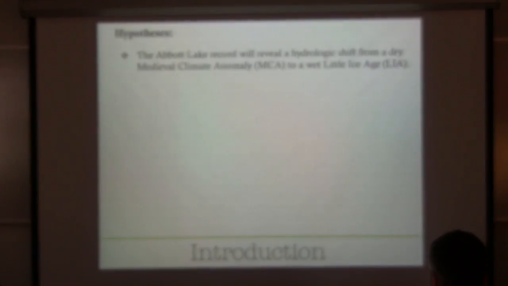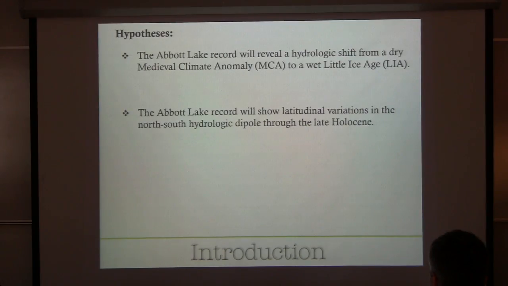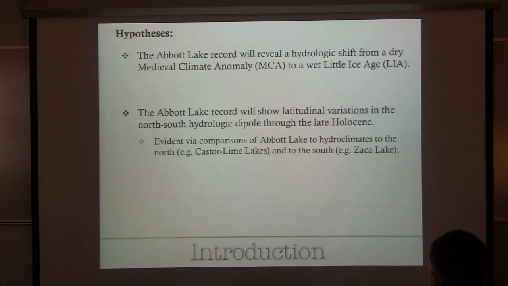Our first hypothesis then is that we'll see a dry medieval climate anomaly that transitions to a wet little ice age. We will see that the dipole is not stationary. In fact, it will have latitudinal variations through the late Holocene. And this will be evident by comparing Abbott Lake to two records, one that's always north, Castor Lime Lakes, and one that's always south, Zaca Lake, and comparing the phasing of all three.